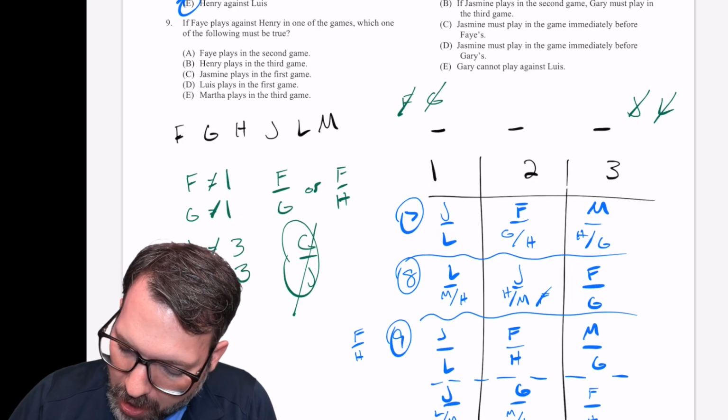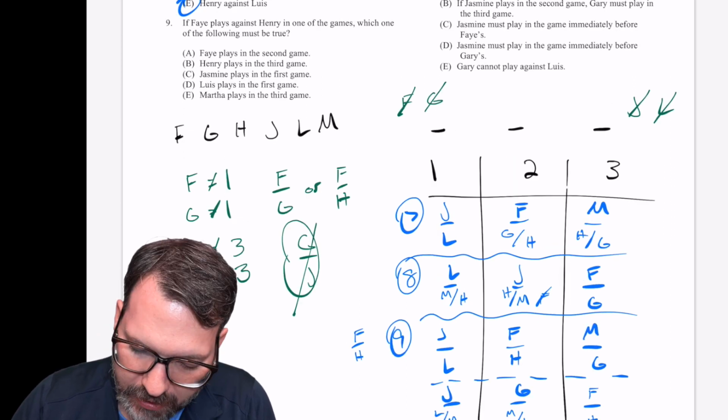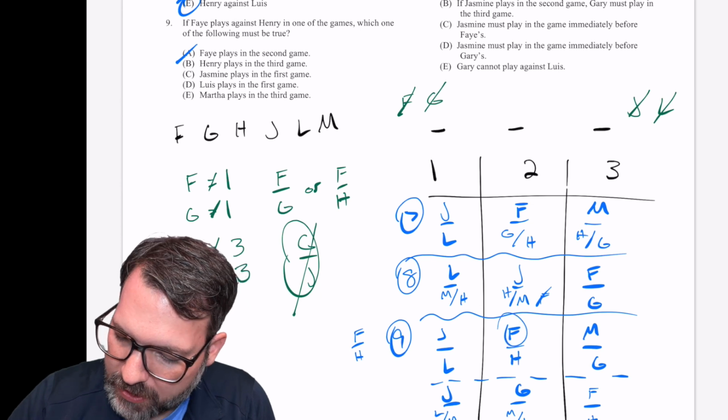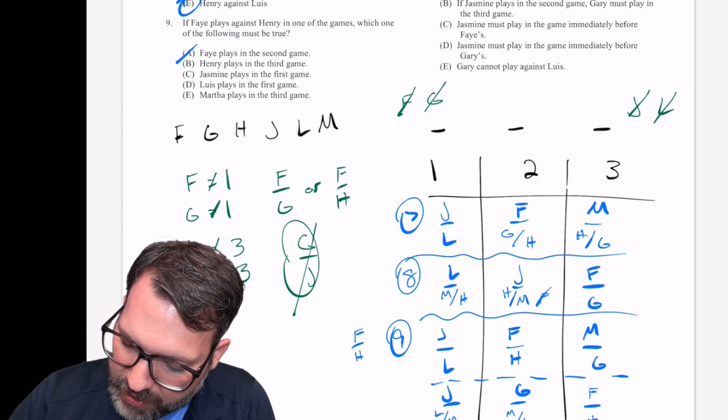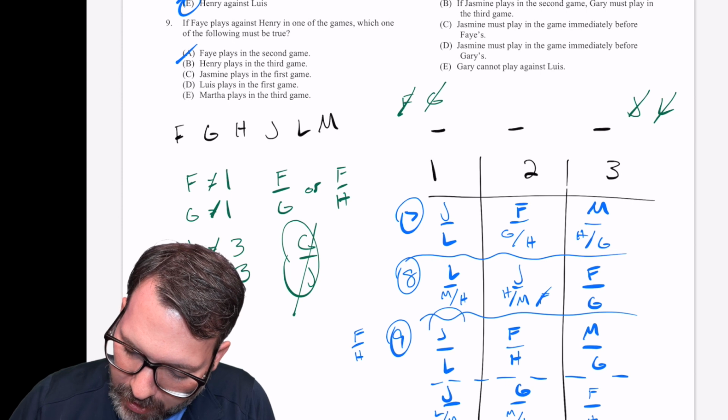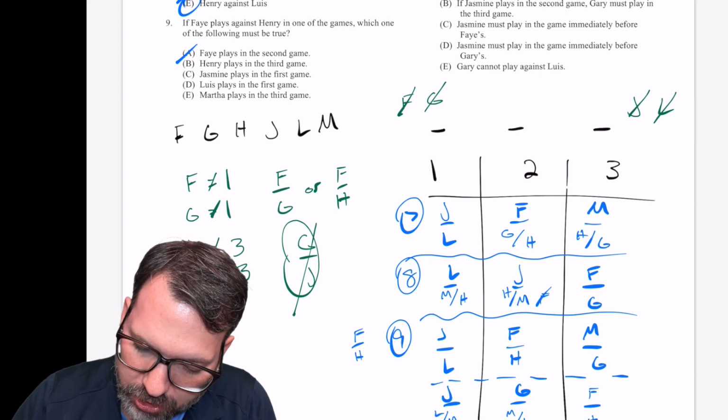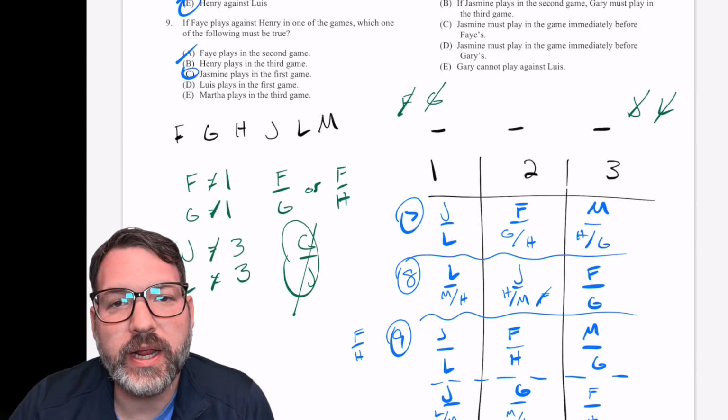So let's see, what must be true? Faye plays in the second game. Well, that's possible. We see it here, but that's not a must be true. It doesn't happen in this other scenario. J plays in the first game. Yep, there it is. In both cases, J is in the first game. And so number 9 has to be C.